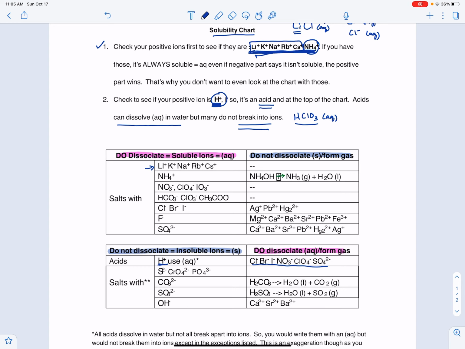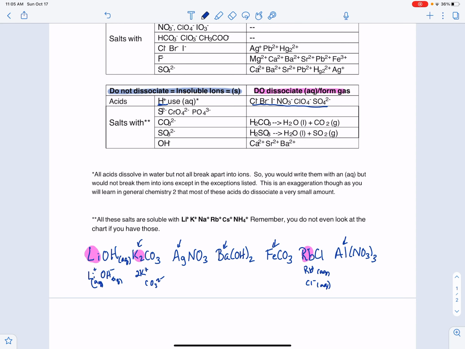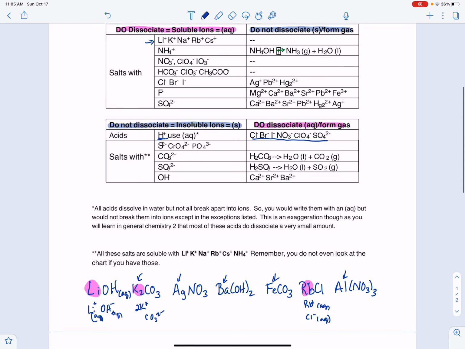So we've already checked all these for this section here. So now we can actually use our chart. We might check it real quick to see if we have any H's, but there's no H's in the list. All those are metals. So now we can look at the negative part for stuff we haven't figured out, which would be this one, this one, this one, and this one.